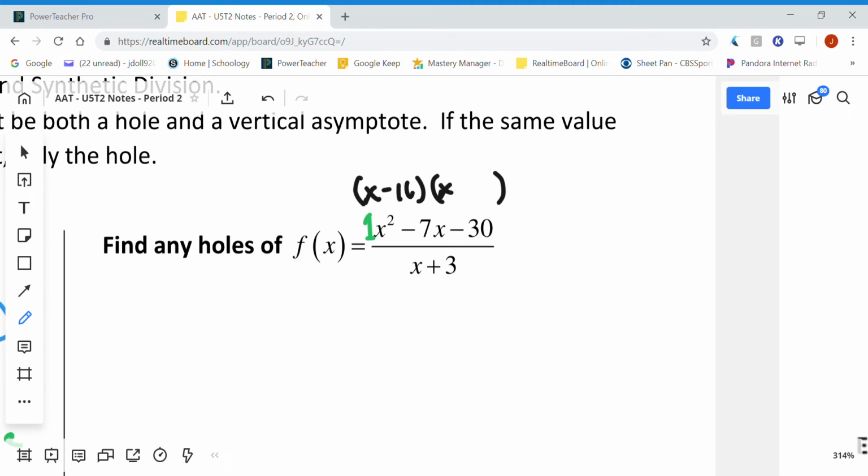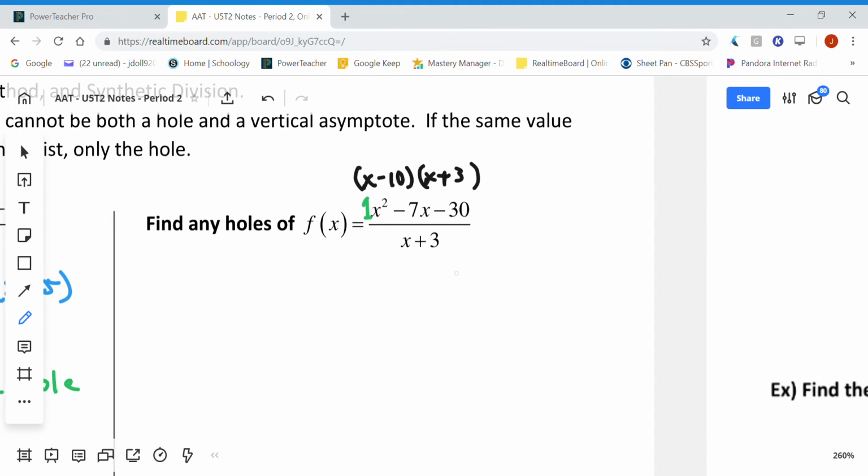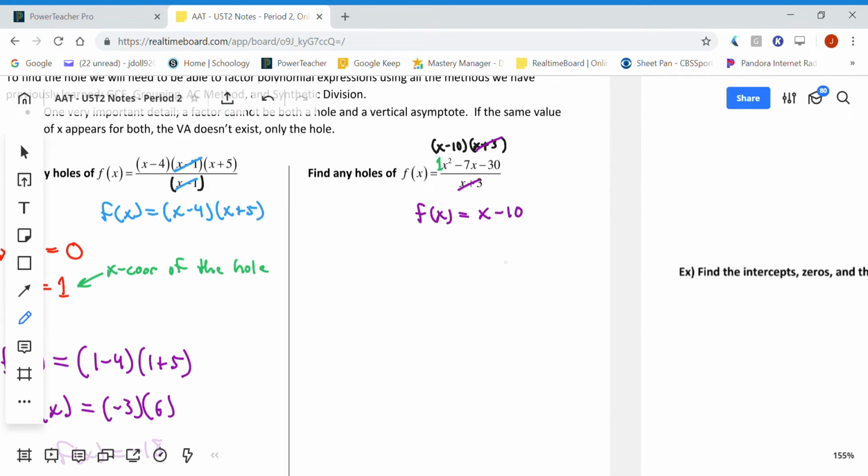If you need to pause the video to think about that and you don't want to see me write them, probably didn't even give you time to pause, but it is what it is. So you can see that once I factor the numerator, I now have a binomial factor that's the same. So x plus 3 will cancel, x plus 3 will cancel, leaving me with just f of x equals x minus 10. All right, so that's now my simplified equation after I'm canceling.